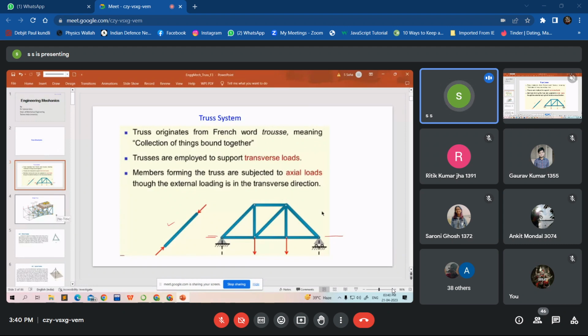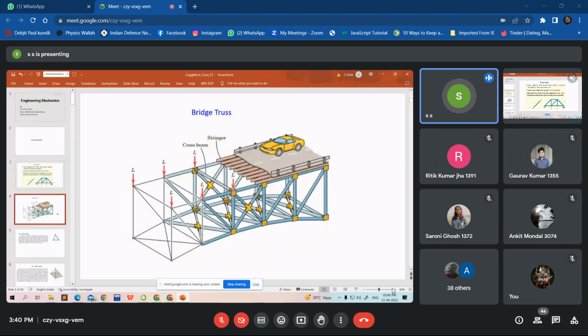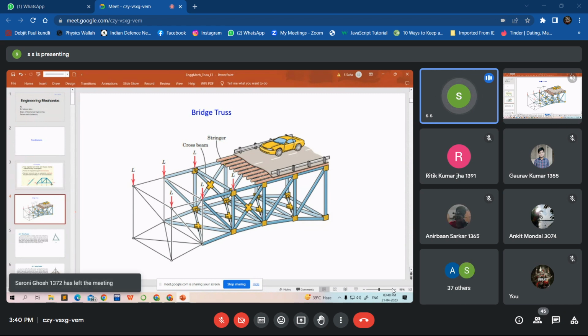So this is one thing to note. This is a general typical figure where truss systems are applied for a bridge. This is called the bridge truss, as the name implies. This is a bridge, and this is a truss system to support the moving load on the bridge.